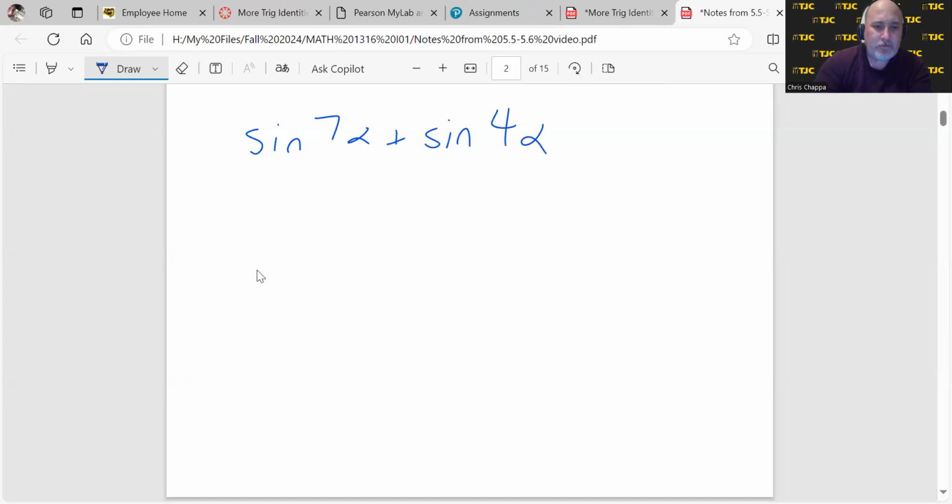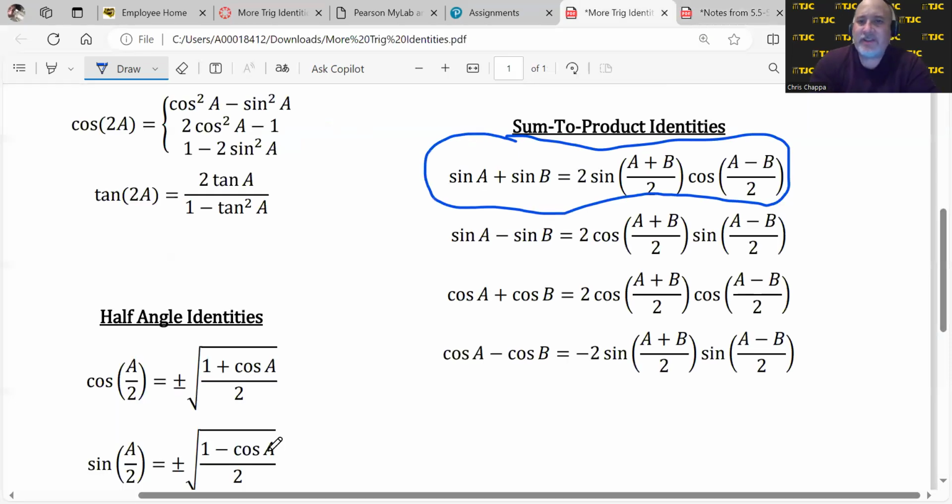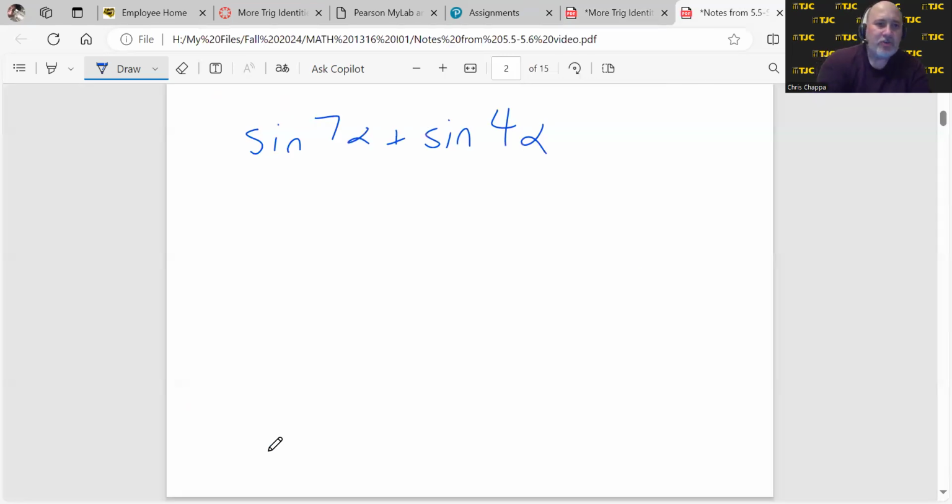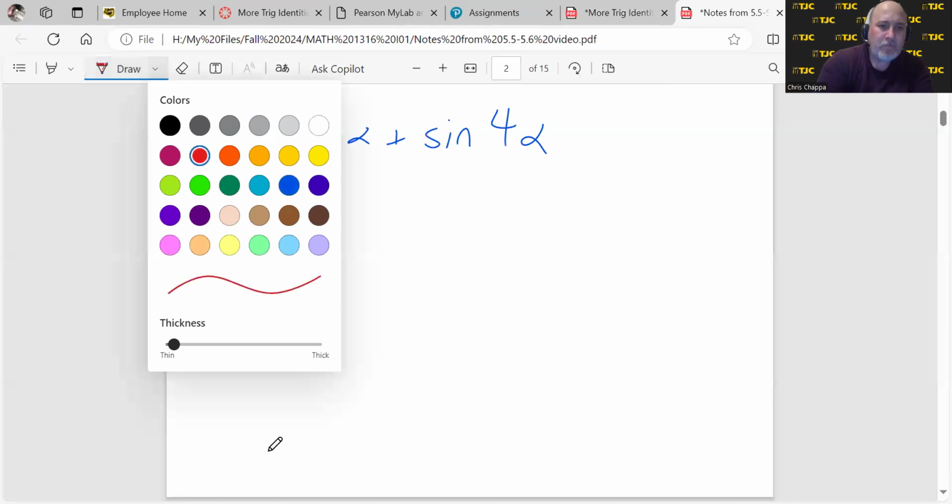Let me double check real quick. Yes. And we want to use the correct sum to product identity. The identity that we want is the one that says sine of A plus sine of B is equal to 2 times sine of half the sum times cosine of half the difference. So let's write that as our formula.